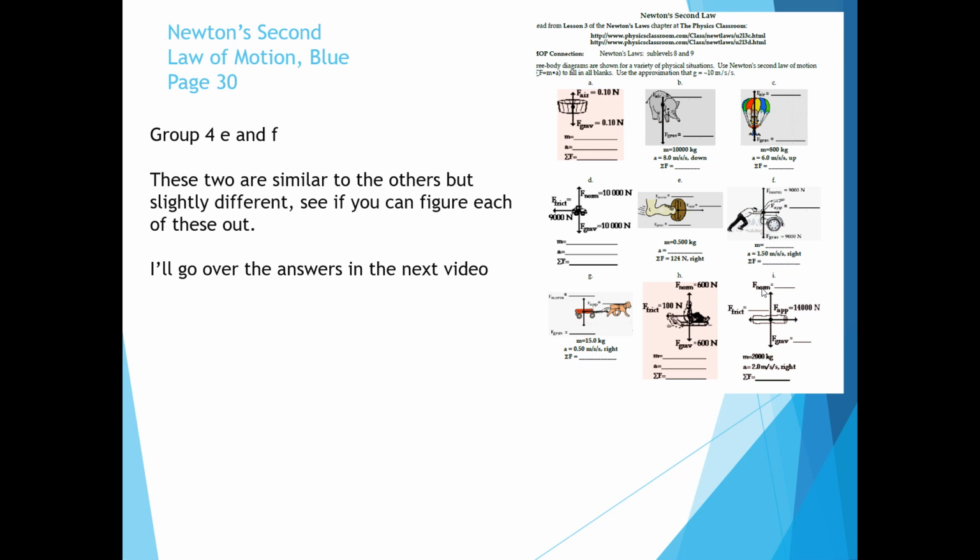Then the last ones, E and F, they're similar to the others, but they're just slightly different. And so you're given slightly different information, but see if you can piece your way through it. Because remember, you're using the same kind of three ideas here. You're using F equals ma in order to solve for parts of it. You're using your free body diagram to see if you can determine what the net forces are. And using mass times g of 10 meters per second squared, you can always figure out what your weight is. So I'm going to go over the answers in the next video.